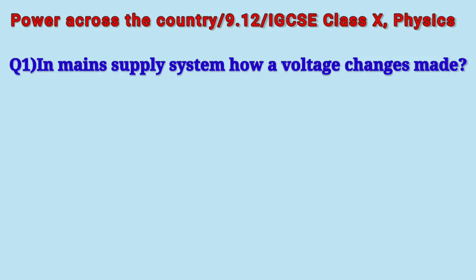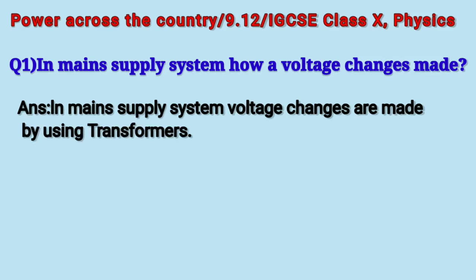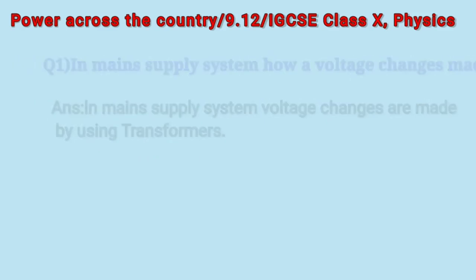Let us now have a look at the textual question answers. Question 1. In the main supply system, how are voltage changes made? In the main supply system, voltage changes are made by using transformers.